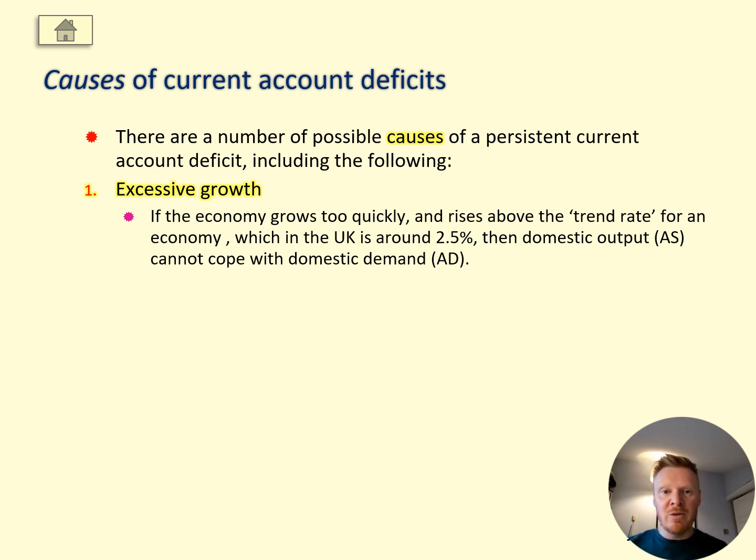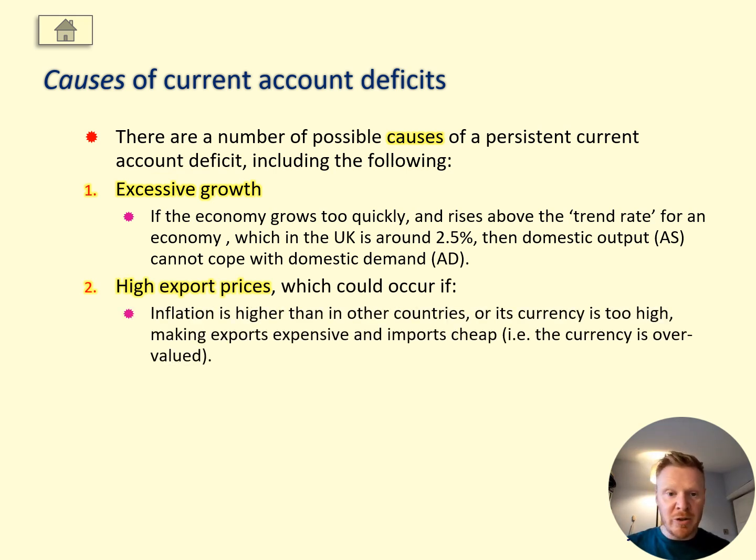So, if the economy grows too quickly, and rises above the trend rate for an economy, which in the UK is around 2.5%, then domestic output, AS, cannot cope with domestic demand, AD, and we import. Higher export prices, which could occur if inflation is higher than in other countries. So if we've got high inflation in the UK compared to other countries, our stuff's getting more expensive and they don't want to buy it from us.